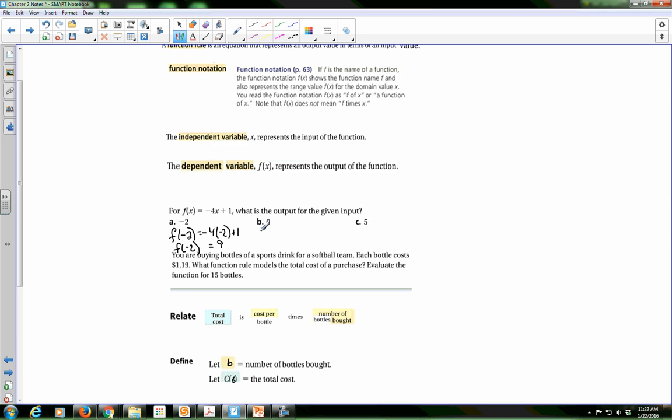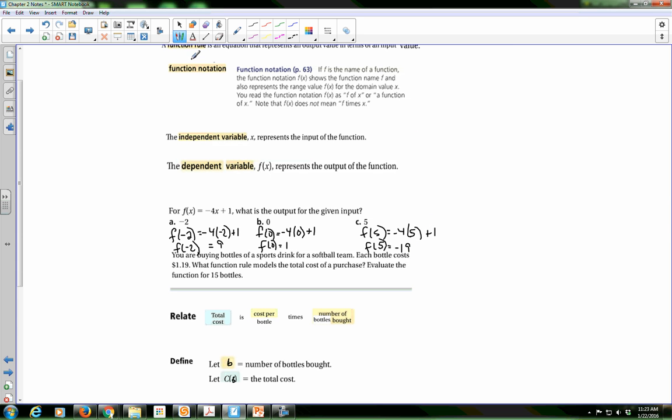All right, I'm going to do the same thing for 0. So I'm going to take out x, put in 0. Negative 4 times 0 is 0, and 0 plus 1 is 1. Lastly but not leastly, I'm going to do it for 5. Negative 4 times 5 plus 1. And negative 4 times 5 is negative 20 plus 1 is negative 19.